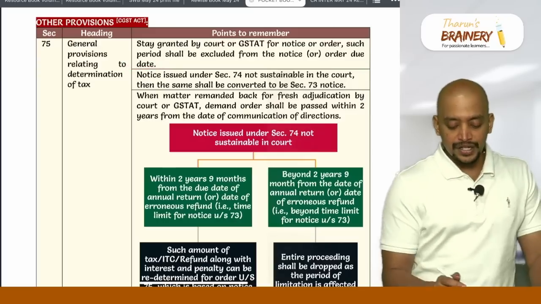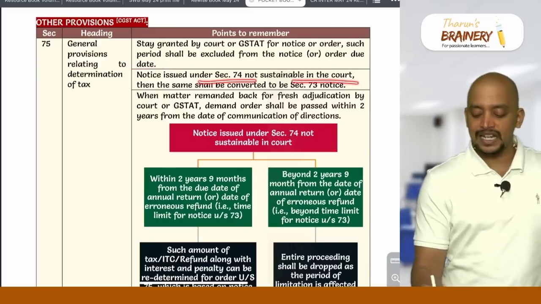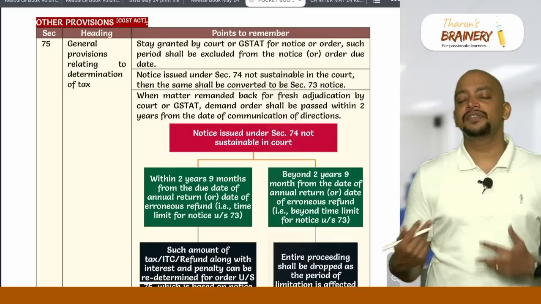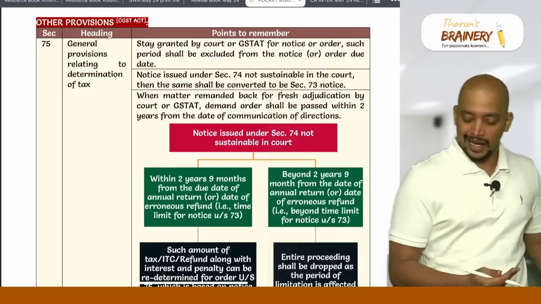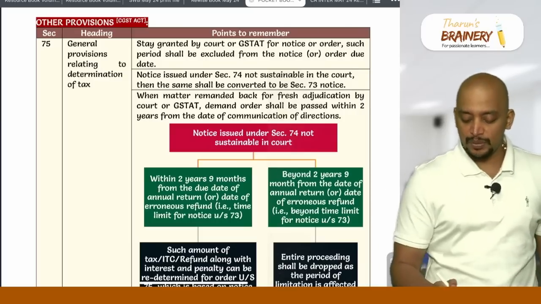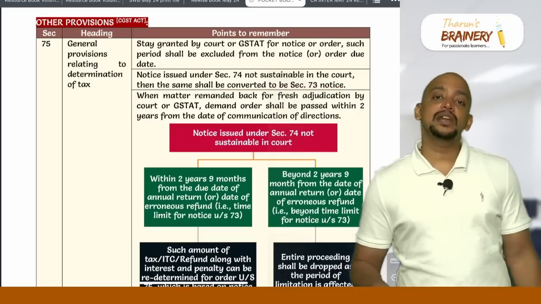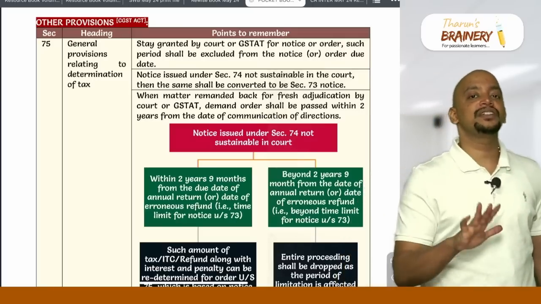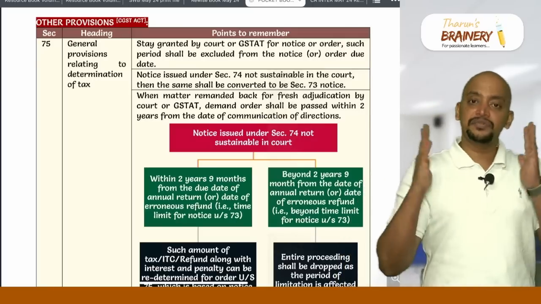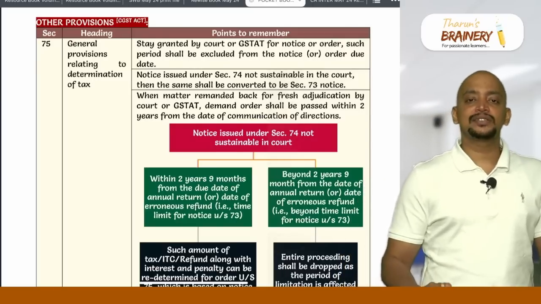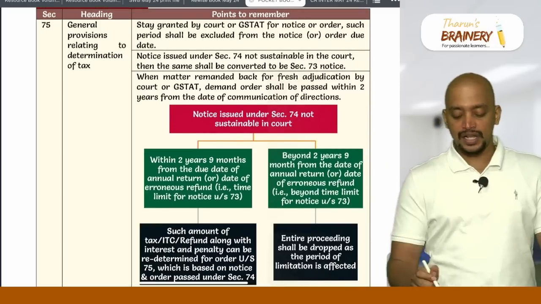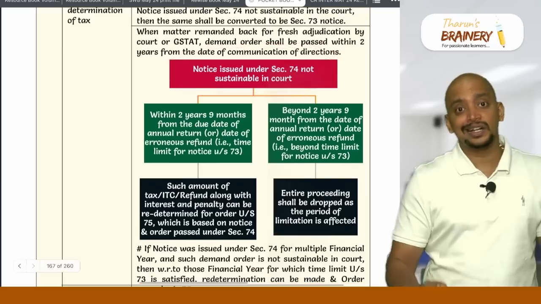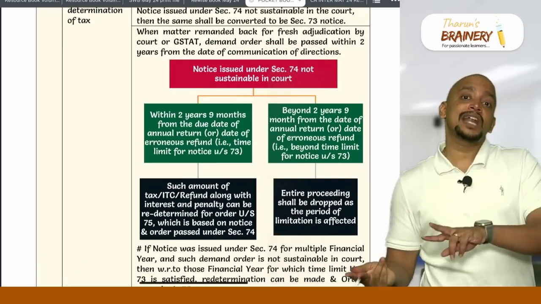Then next, notice issued under section 74 not sustainable in the court. So they have given a notice under 74 invoking fraud, but in the court we went and we said that there is no fraud involved in this case. Now in that case the same notice will be converted into a 73 notice. When the same notice is converted into a 73 notice, whatever amount that they can recover as per 73, that only can be recovered. Suppose the notice under 74 is not sustainable in the court of law, and that notice under 74 is given within the time limit under 73.